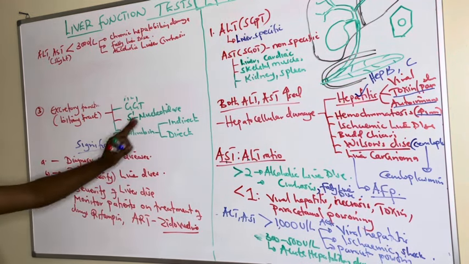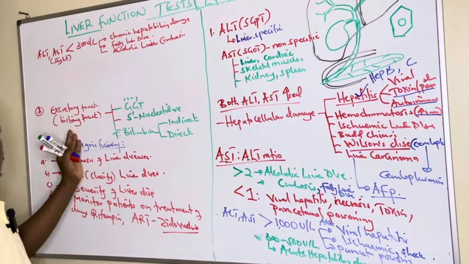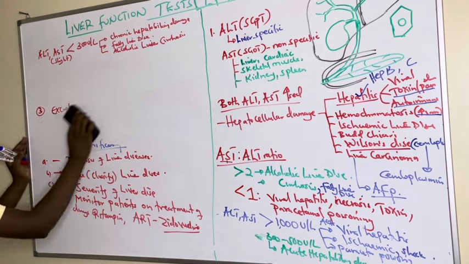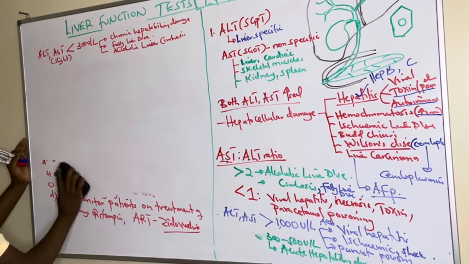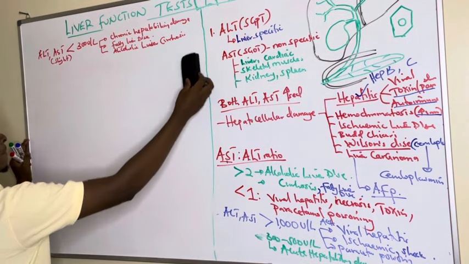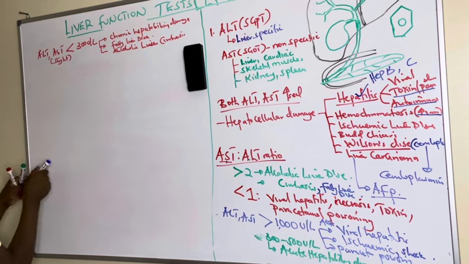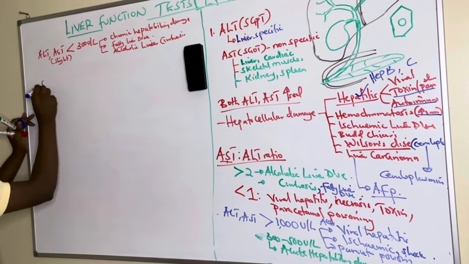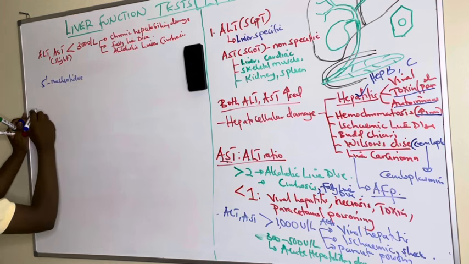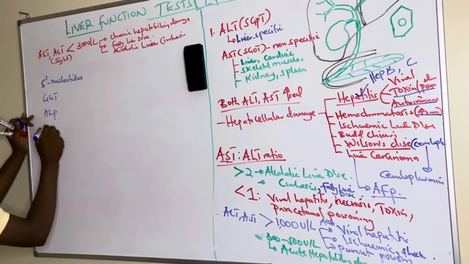Then the second one we are going to look at, after expounding more on ALT and AST, is the excretory function first before we go to synthetic. So we want to look at the excretory function tests, and those are majorly 5' nucleotidase. We want to look at GGT and ALP.